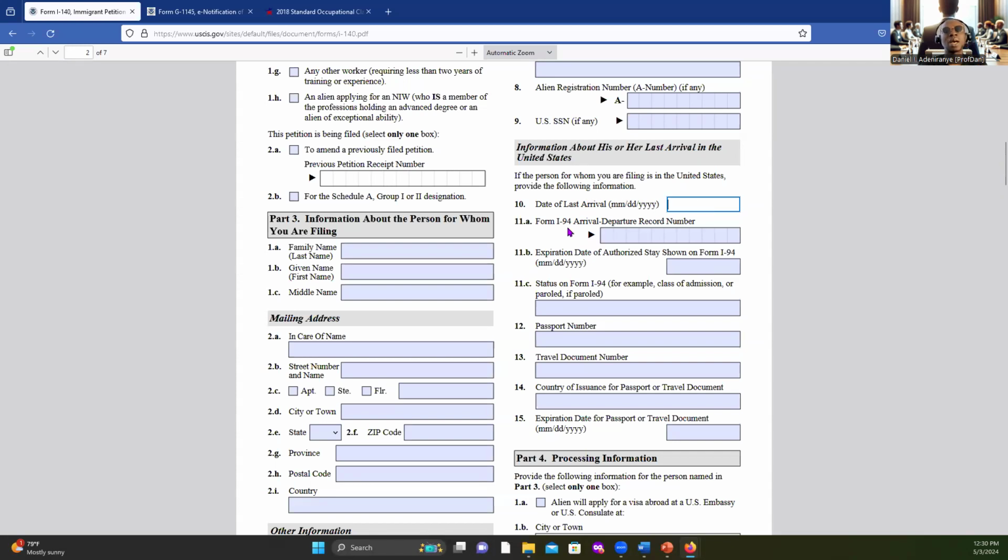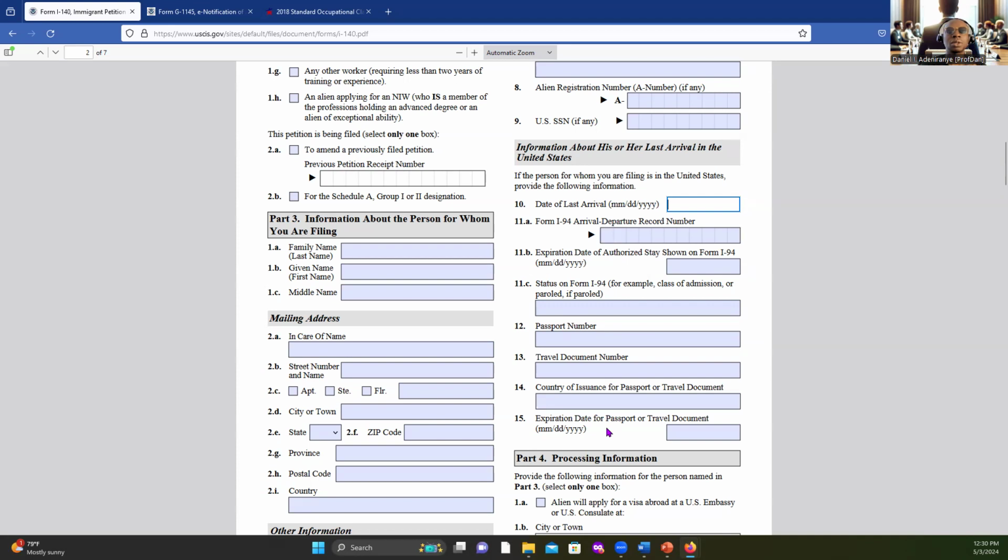You have your Form I-94 arrival departure record number, question 11A. If you do not have the record number, go online on Google and type I-94. You will see the web page and you will be able to enter your details like your passport number and your name, and you will see your I-94. From that form, you will see your record number, which you can fill here. Don't leave it blank. And you will see other information.